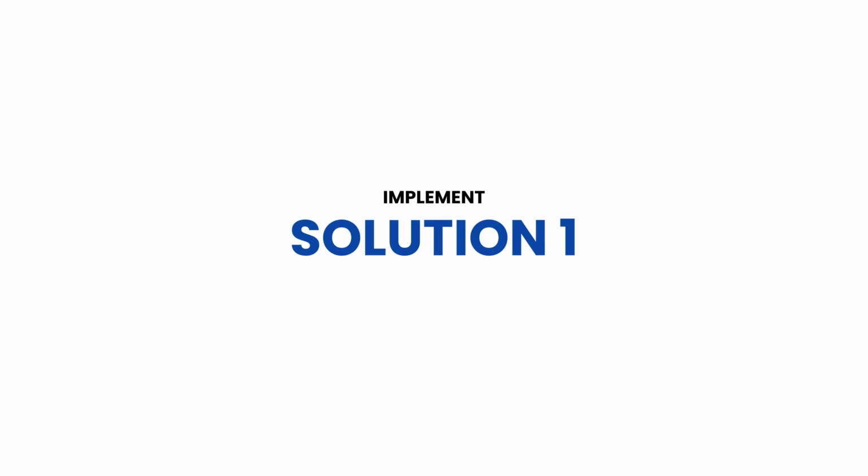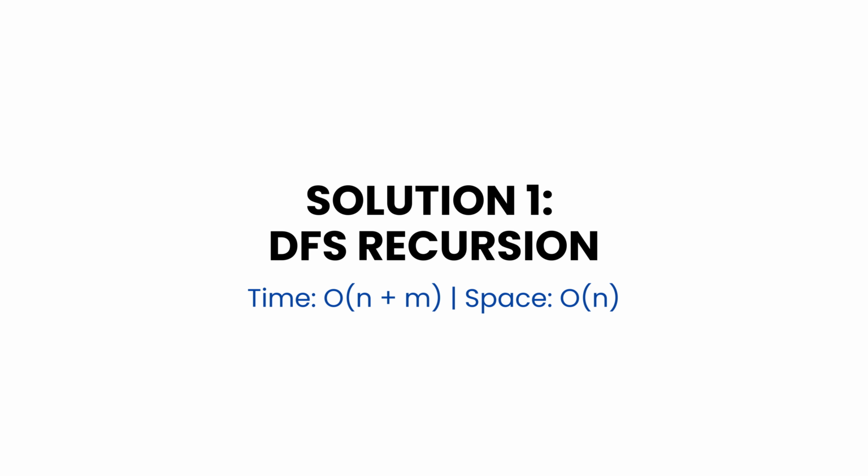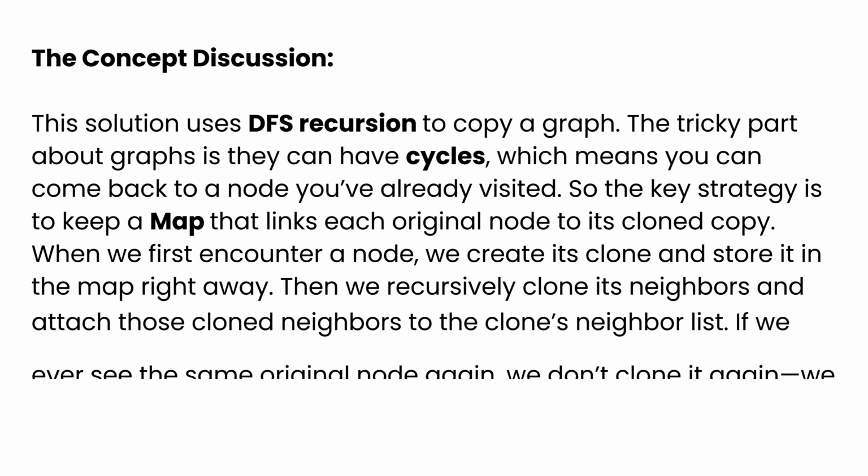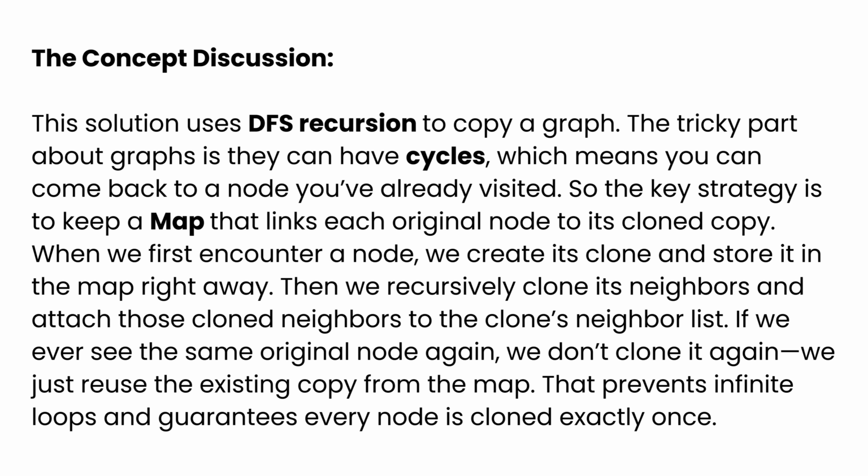Let's try to implement it using solution 1. Time complexity is O(n + m). Space complexity is O(n). This solution uses DFS recursion to copy a graph. The tricky part about graphs is they can have cycles. That means you can come back to a node you have already visited.